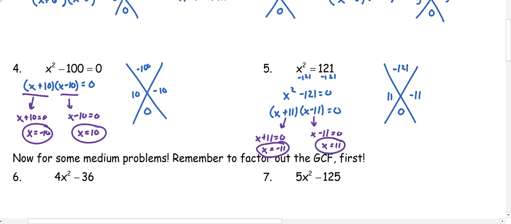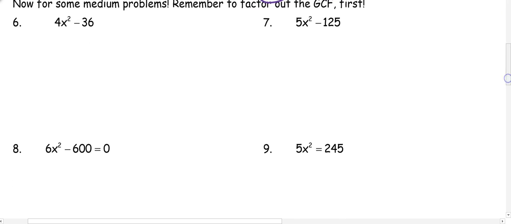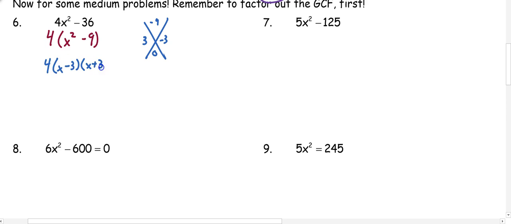Now let's try some different problems where we don't have an x squared term, but we can factor out a GCF. So to get an x squared term in the first one, I know that both numbers are divisible by 4. So I'm going to factor out 4 as my GCF, which leaves me with x squared minus 9. Now, the x squared minus 9, I can factor: what multiplies to negative 9 adds to 0. That's going to be 3 and negative 3, because the square root of 9 is 3. So I have 4, because that's my GCF, times x minus 3 times x plus 3.